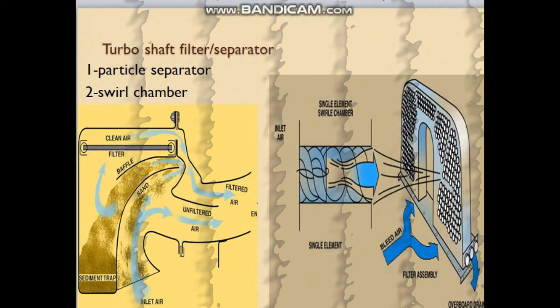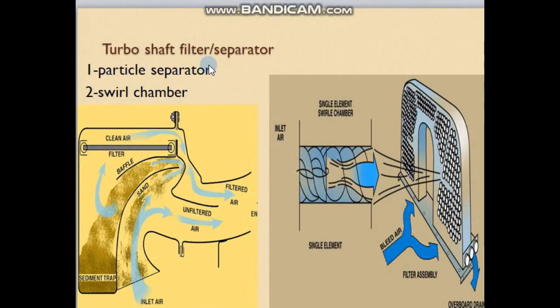Now we will talk about the turboshaft filters or separators. We have two types, the particle separator, as we said in the first one, and here the swirl chamber filter.